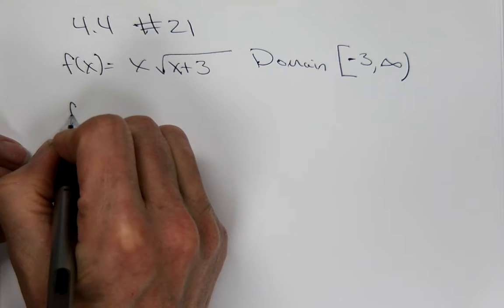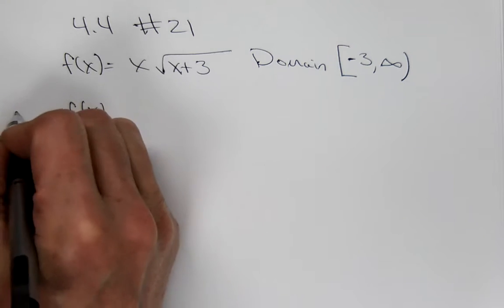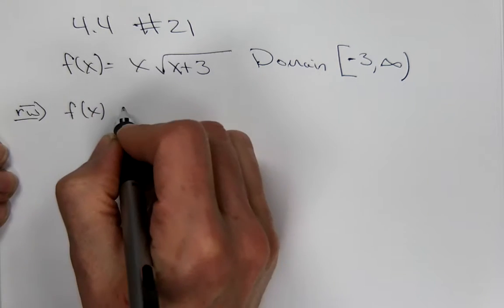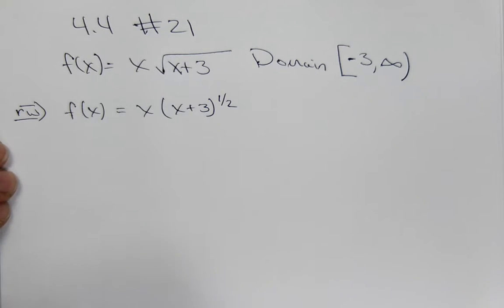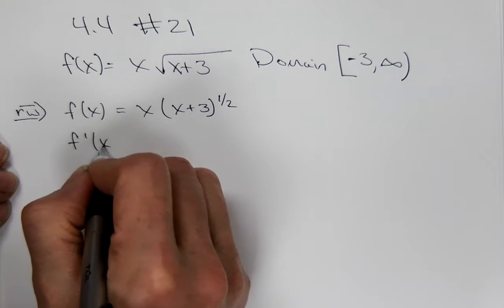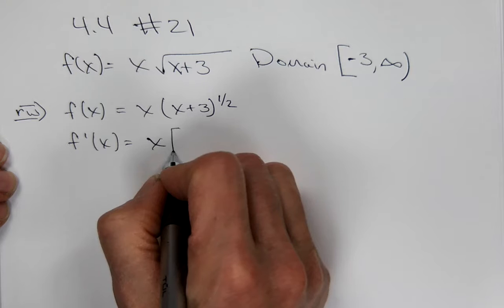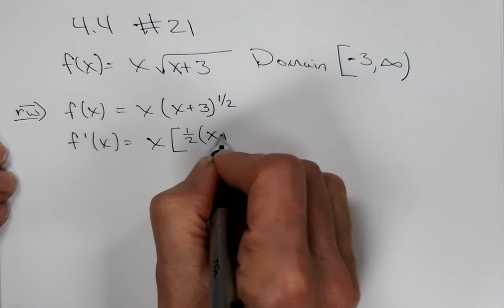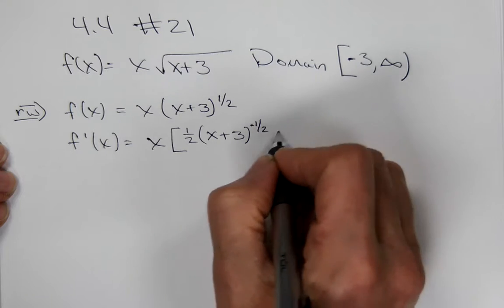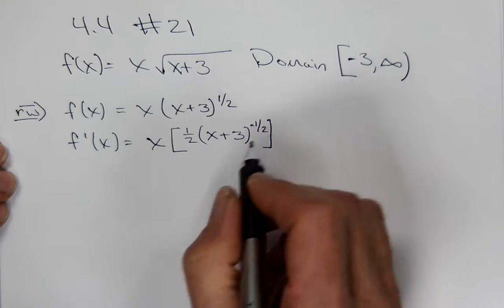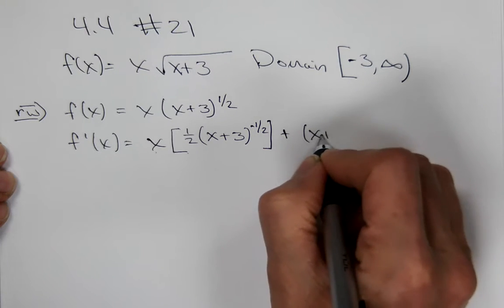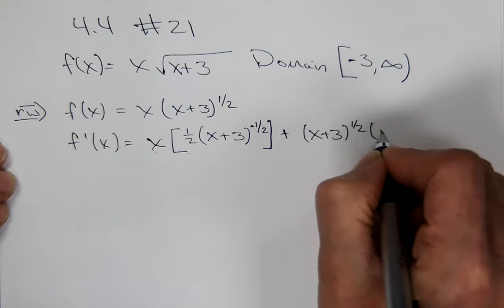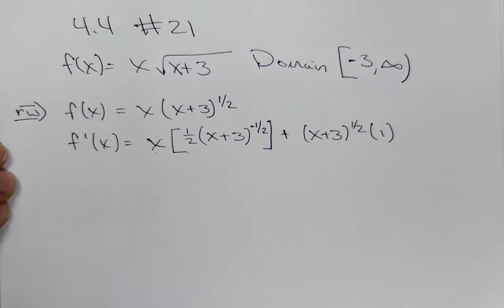So we have the f of x. I guess we'll rewrite it first. F of x is equal to x times (x plus 3) to the 1/2 power. And then f prime of x, product rule. First, x, times the derivative of the second: bring the exponent forward 1/2, rewrite the base x plus 3, take 1 off the exponent, -1/2, and the derivative of the base is 1. So there's first times the derivative of the second, plus the second factor, (x plus 3) to the 1/2, times the derivative of the first. So we want to clean this up before we take the derivative again.